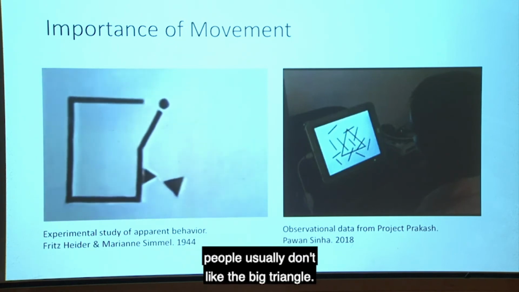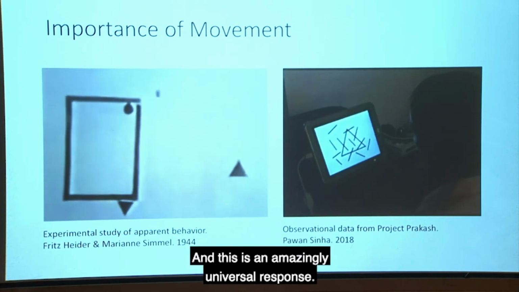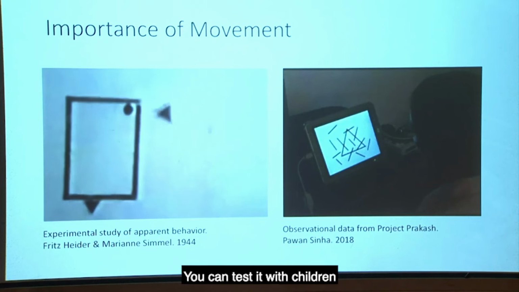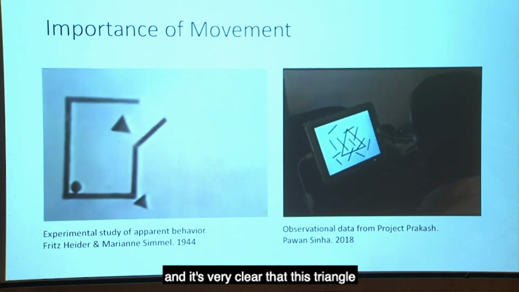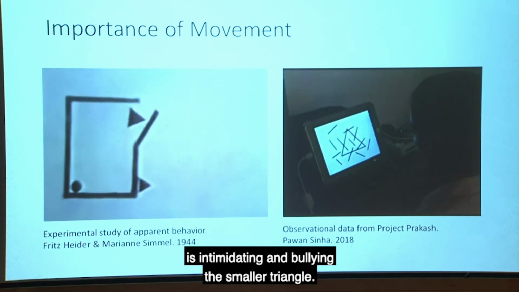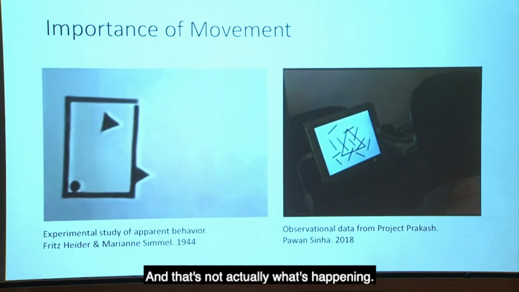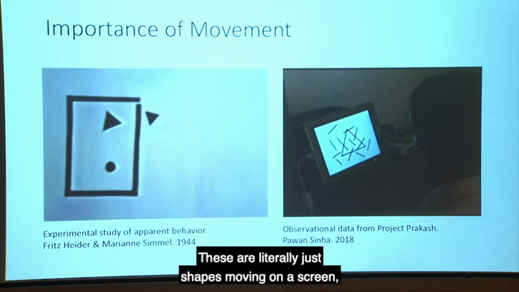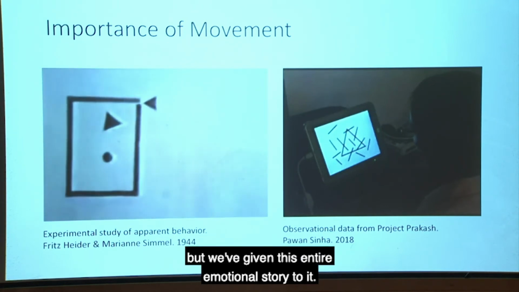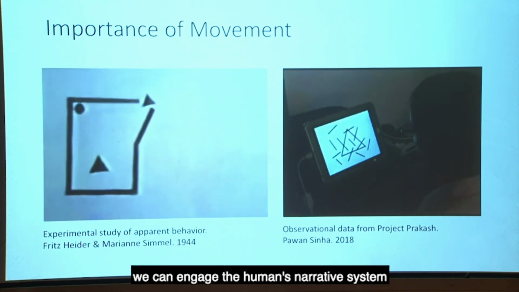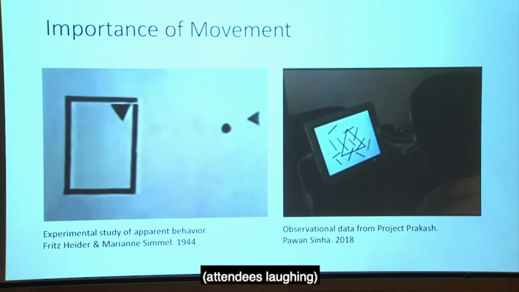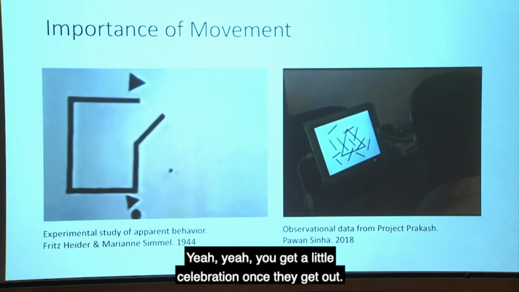So by this point, people usually don't like the big triangle. And this is an amazingly universal response. You can test it with children and adults and different cultures. And it's very clear that this triangle is intimidating and bullying the smaller triangle. And that's not actually what's happening. These are literally just shapes moving on a screen, but we've given this entire emotional story to it. So just by movement, we can engage the emotional system. We can engage the human narrative system in understanding what's happening. So yeah, you get a little celebration once they get out.